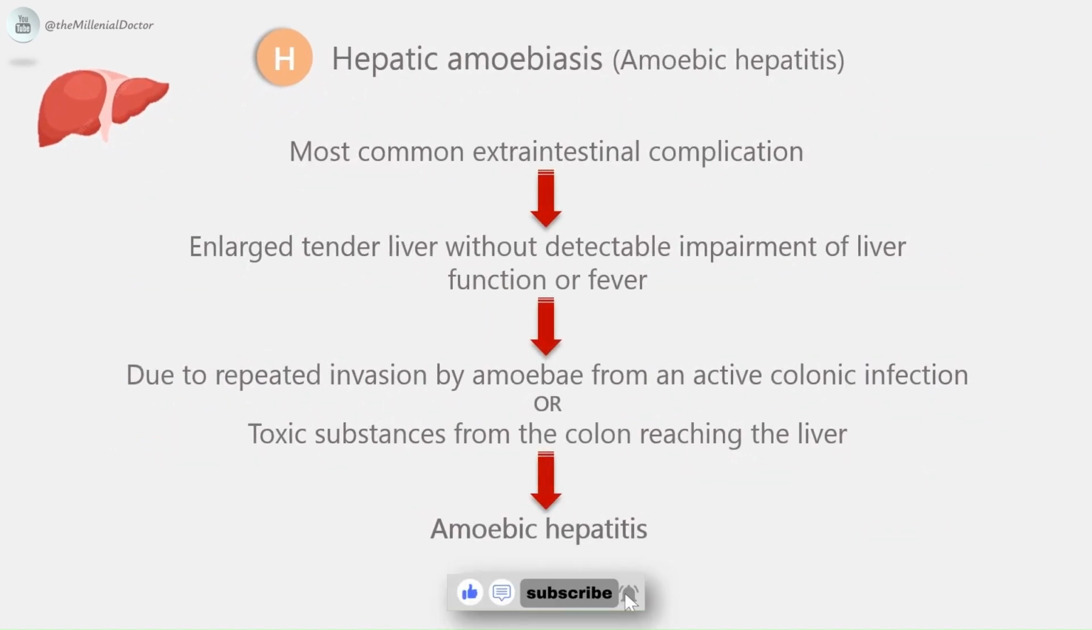Hepatic involvement is the most common extraintestinal complication of amoebiasis. Although trophozoites reach the liver in most cases of amoebic dysentery, only in a small proportion do they manage to lodge and multiply there. Several patients with amoebic colitis develop an enlarged tender liver without detectable impairment of liver function or fever. This acute hepatic involvement is amoebic hepatitis and may be due to repeated invasion by amoebae from an active colonic infection or to toxic substances from the colon reaching the liver.